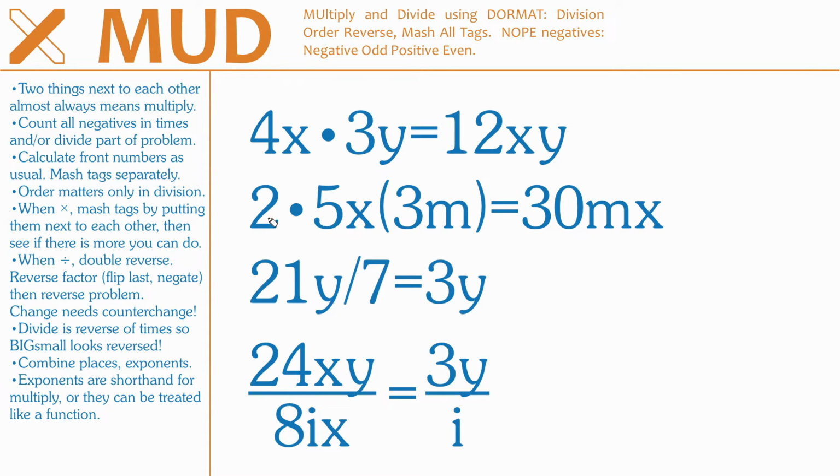Okay, next problem, 2 times 5x times 3m. Well, everything's being multiplied then. 2 times 5 times x times 3 times m. Oh, 2 times 5 times 3, 10 times 3 is 30. And then we've got x times m still to deal with, and again, we don't know them.